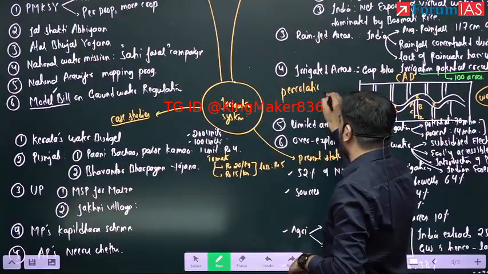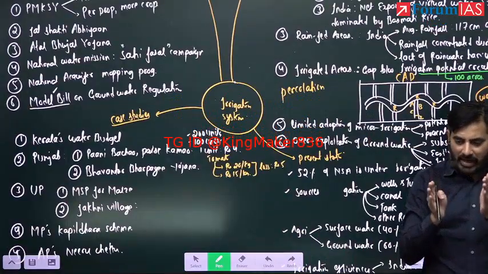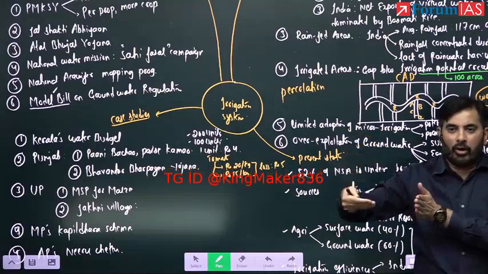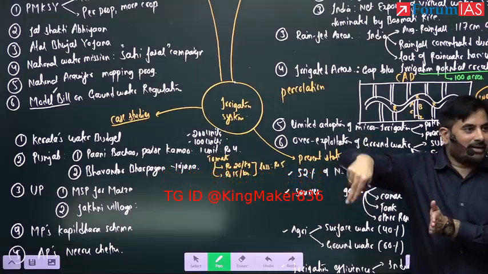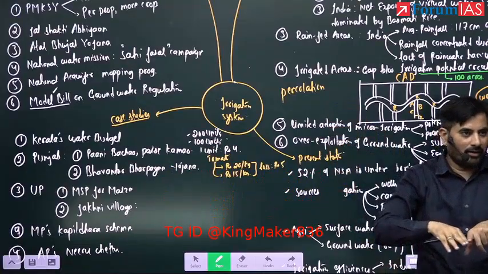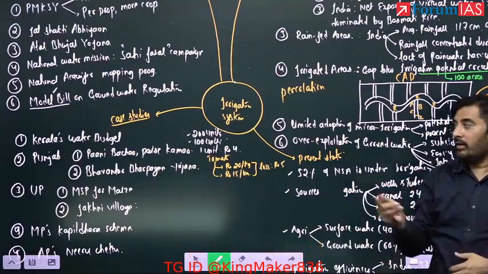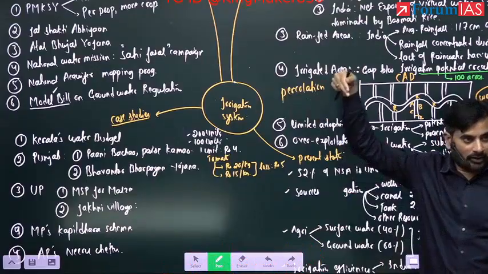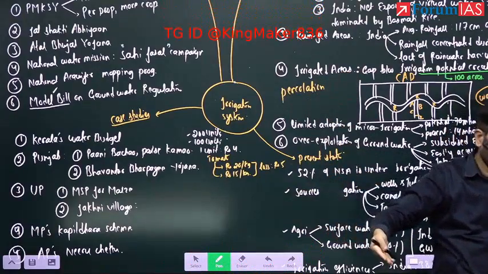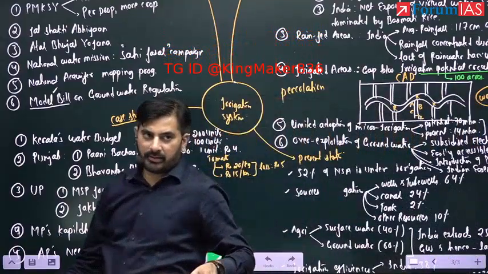So what does percolation pond mean? You identify an aquifer. Once a large aquifer is identified, adjacent to that aquifer, you dig out a pond so that the water gets collected in that pond, and from that pond, the water will seep into the aquifer. So this pond is not for utilization of water. This pond is for percolation of water into the aquifer. That is why we call it percolation ponds. Clear?